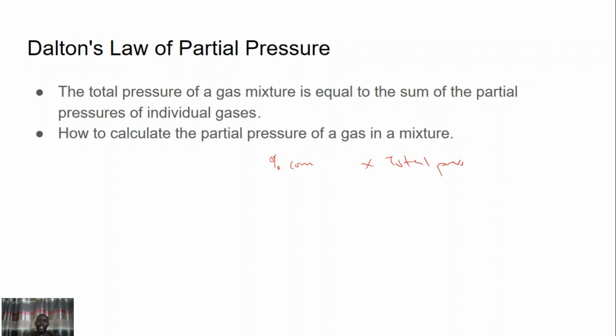Now, if a gas is collected over water, you need to take into account that water is a volatile matter, and it can also contribute to the total pressure of the gas. So if you are given in a question the vapor pressure of water at a particular point in time when the gas is collected, you need to take it into account. So the total pressure of a mixture of gas is the partial pressure of the first gas plus the partial pressure of the second gas, etc., like that.